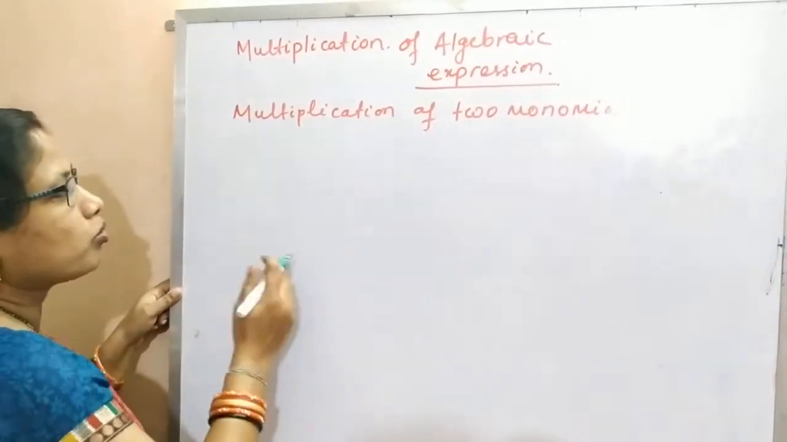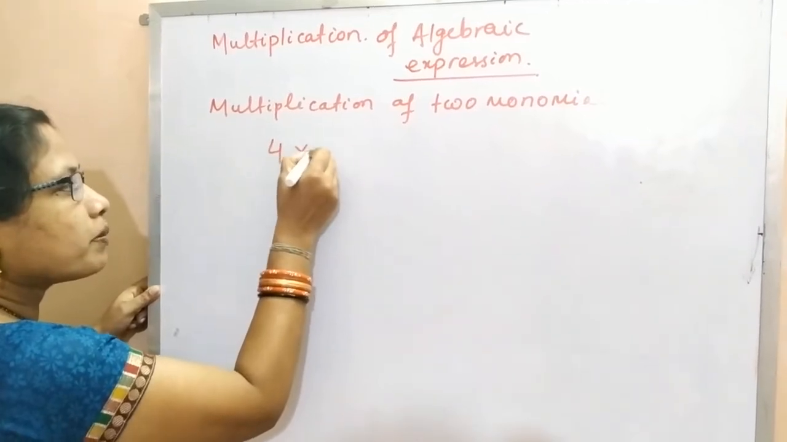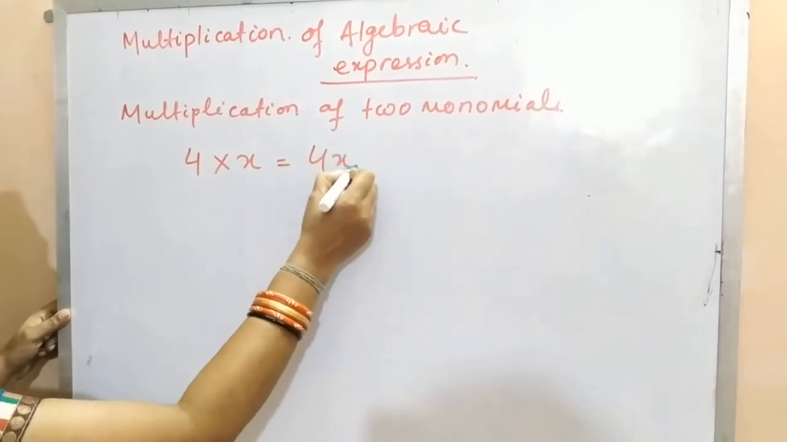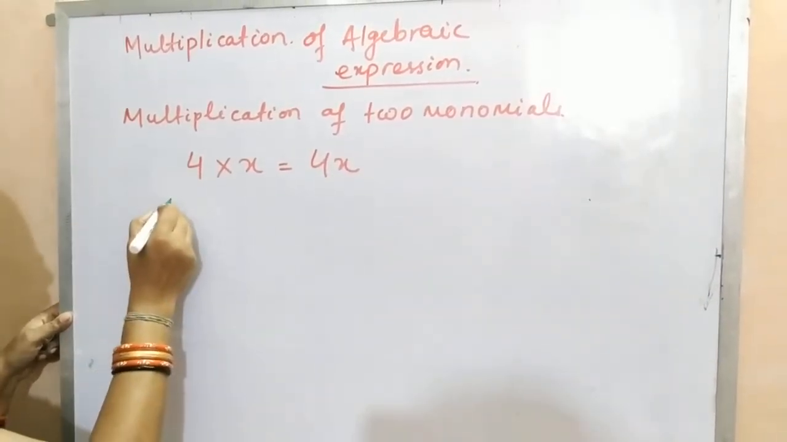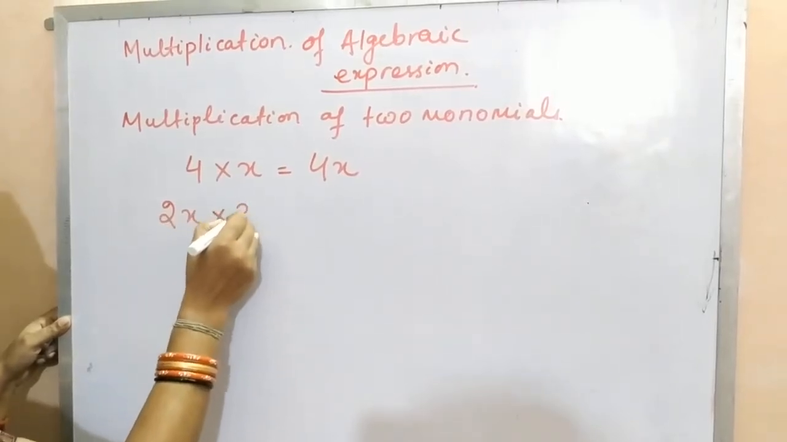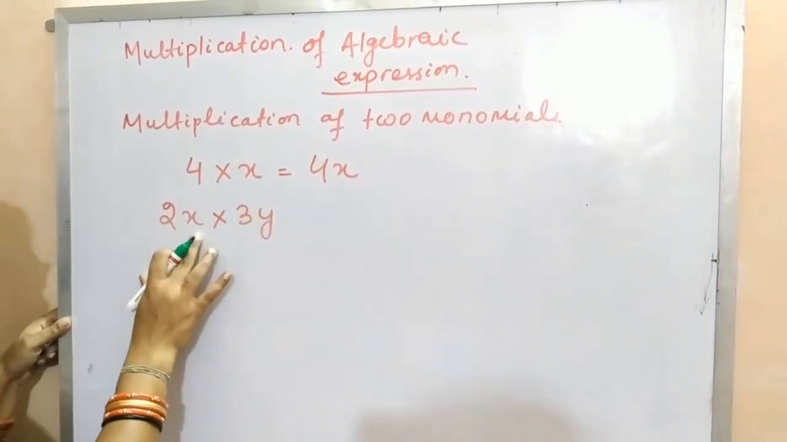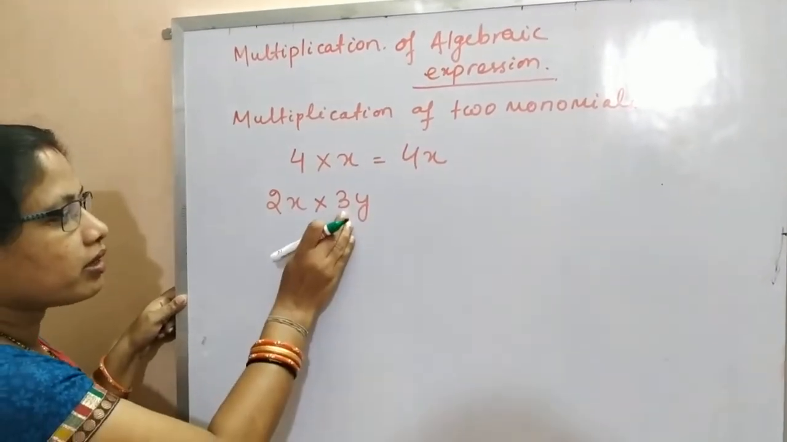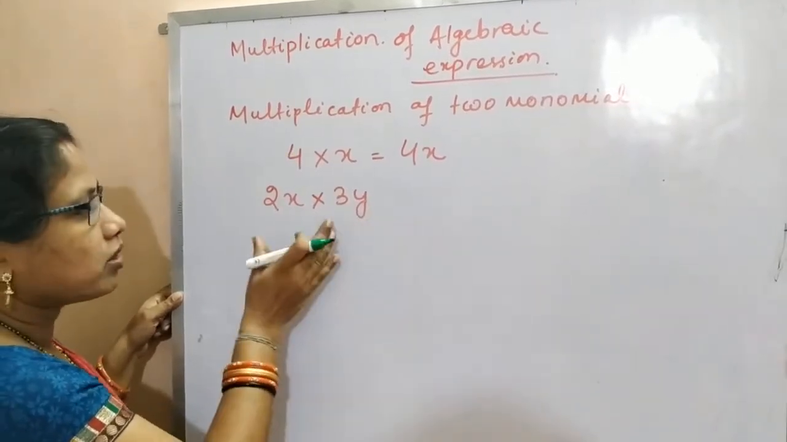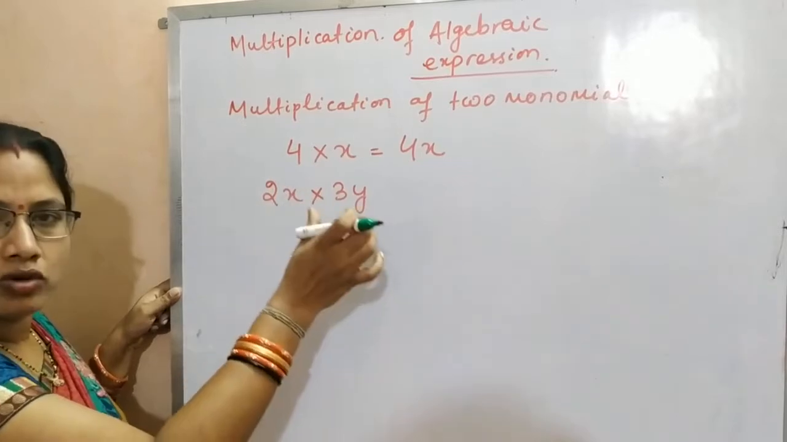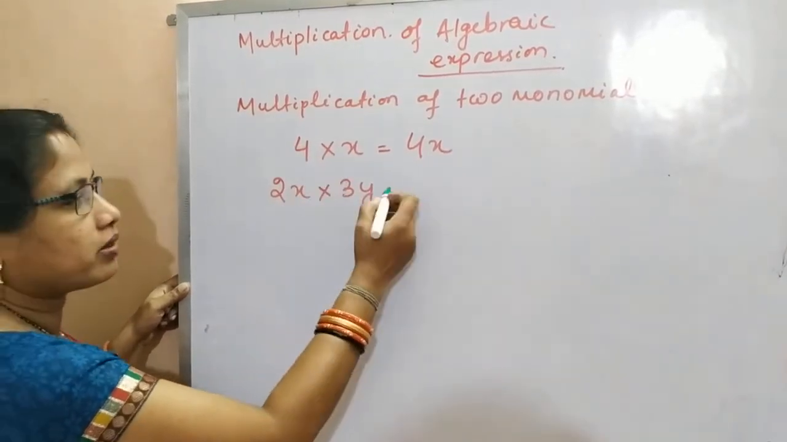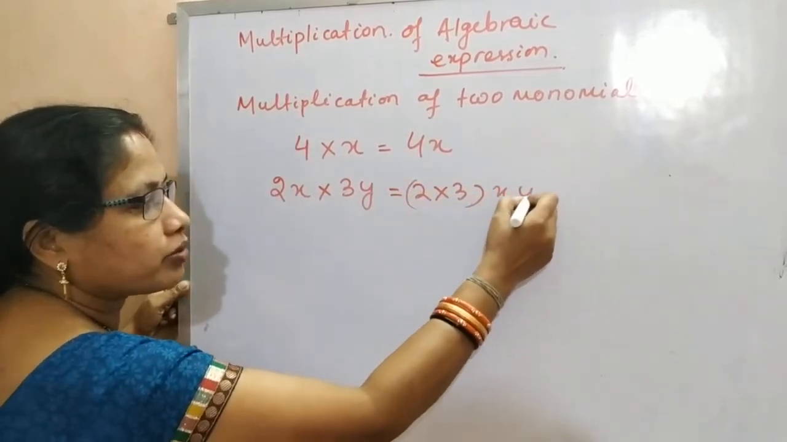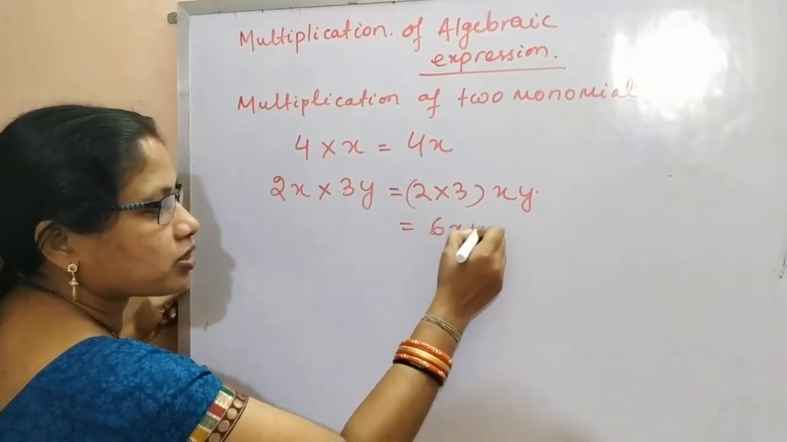When we multiply two monomials like this, let 4 multiplied with x. 4 is a monomial, x is a monomial. So the answer is 4x. Then if we multiply 2x multiplied with 3y. 2x is a monomial having one term. Here x is the algebraic factor and 2 is the coefficient. Here 3 is the coefficient and y is the algebraic factor. So we have to multiply the coefficient with coefficient and algebraic factor with algebraic factor. So this is equal to 2 multiplied with 3, x multiplied with y. So the answer is 6xy.